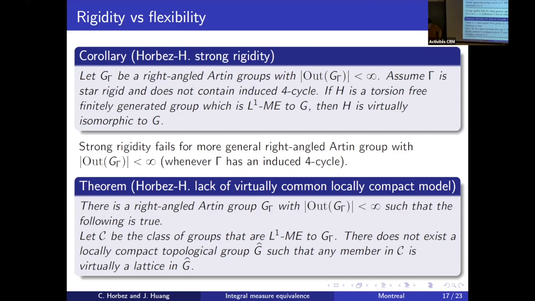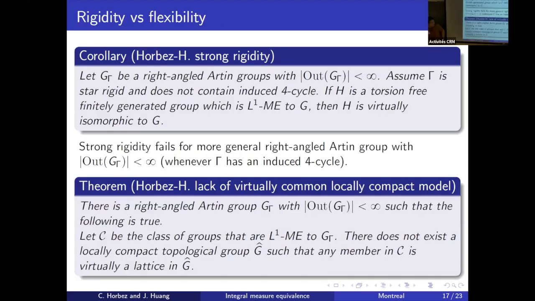Now I think I have maybe 5 minutes left, so I'm trying to say a bit about the proof. In the last step, we actually prove A infinity and QI. So this class is A infinity and QI, but they still cannot be uniformized by some locally compact model.